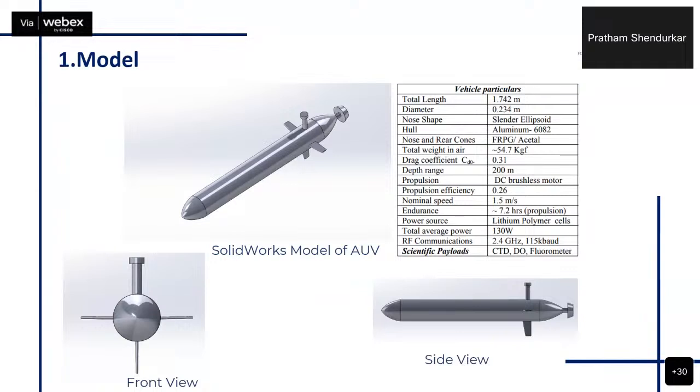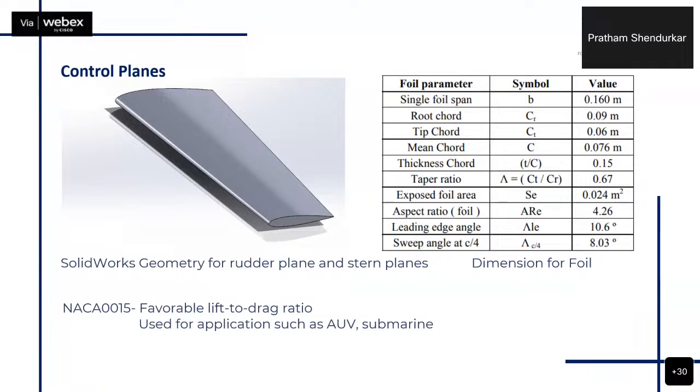So this is the model which I have modeled in SolidWorks with the given dimensions, which include the front view and side view. Next thing is the control planes. The control planes, which are rudder planes and stern planes, play a very crucial role in the design of the AUV because they control the pitching movements and yaw movements. We use the NACA 0015 profile for these control planes. It is used because it is very good in terms of the lift to drag ratio, and it is widely used in the application of submarines and AUVs.